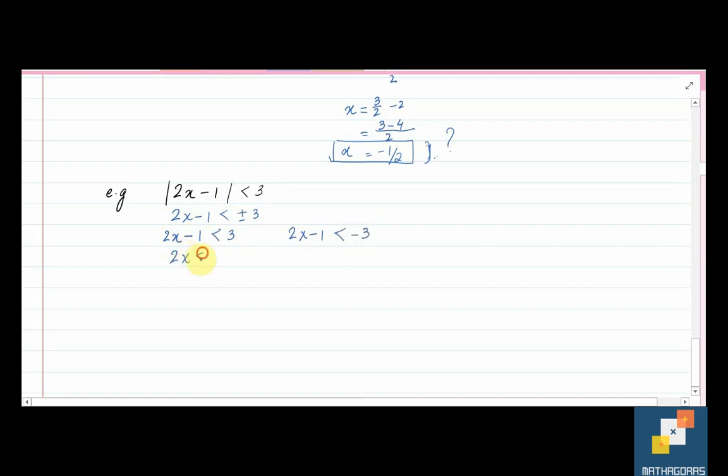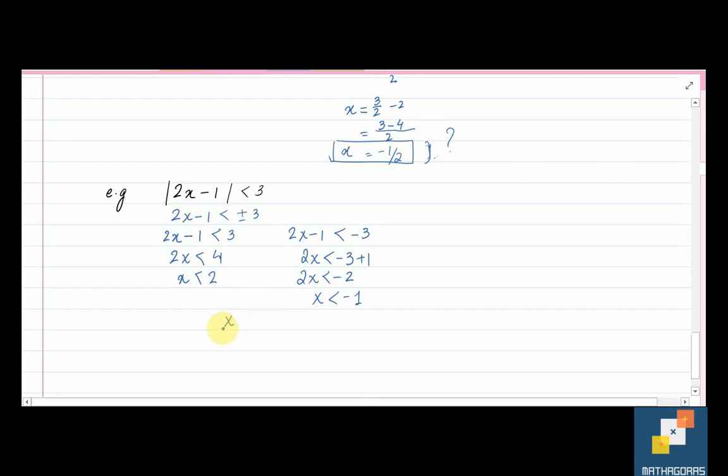2x should be less than 3. Adding 1 on the right side, that will be 4. x should be less than 4 divided by 2, which is 2. Similarly here, 2x should be less than minus 3 plus 1, so 2x should be less than minus 2 and x should be less than minus 1. So what are the possible values of x?